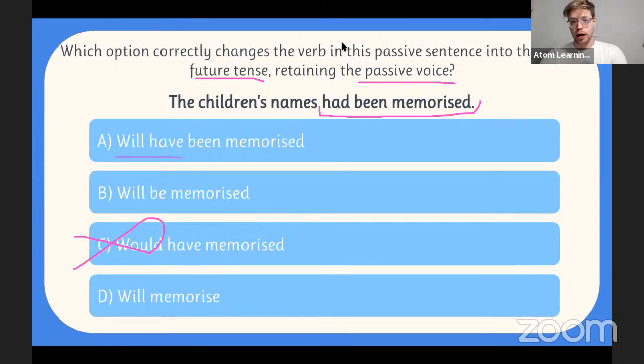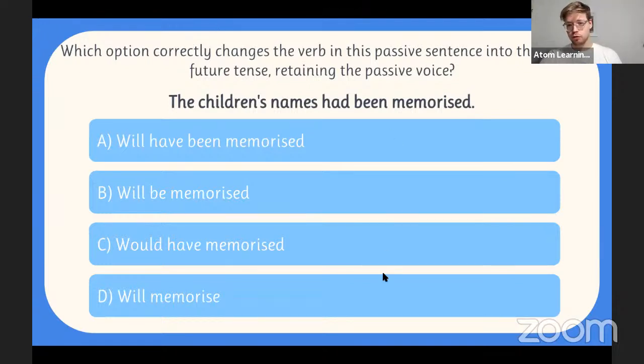Will be memorized, that's kind of floating my boat, to be honest. That's definitely future tense, and it's in the passive voice. I know it's in the passive voice because, well, I'm going to show you by comparison. D, will memorize, is going to be in the active voice because we've got no auxiliary verb here. The will be, that nice little auxiliary verb of the conjugation of to be, helps us identify it as the passive voice. I've said too much.